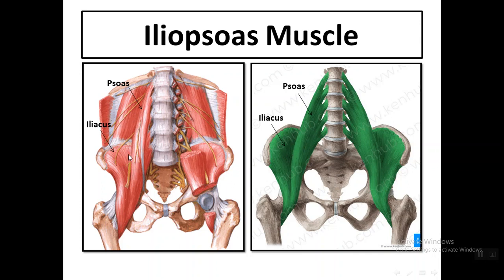Iliopsoas muscle. We can see how the iliacus is taking origin from the iliac fossa of the ilium, and the psoas major taking origin from the lateral aspect of the lumbar vertebra, and both of them they descend down behind the inguinal ligament to be attached, inserted into the lesser trochanter of the femur.